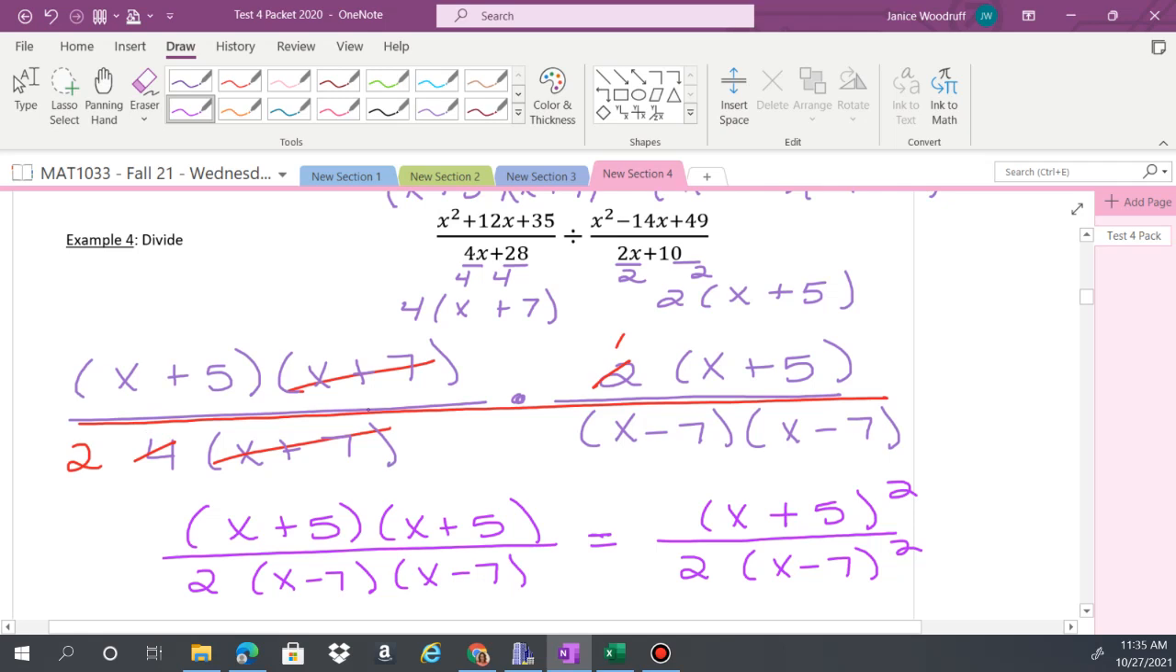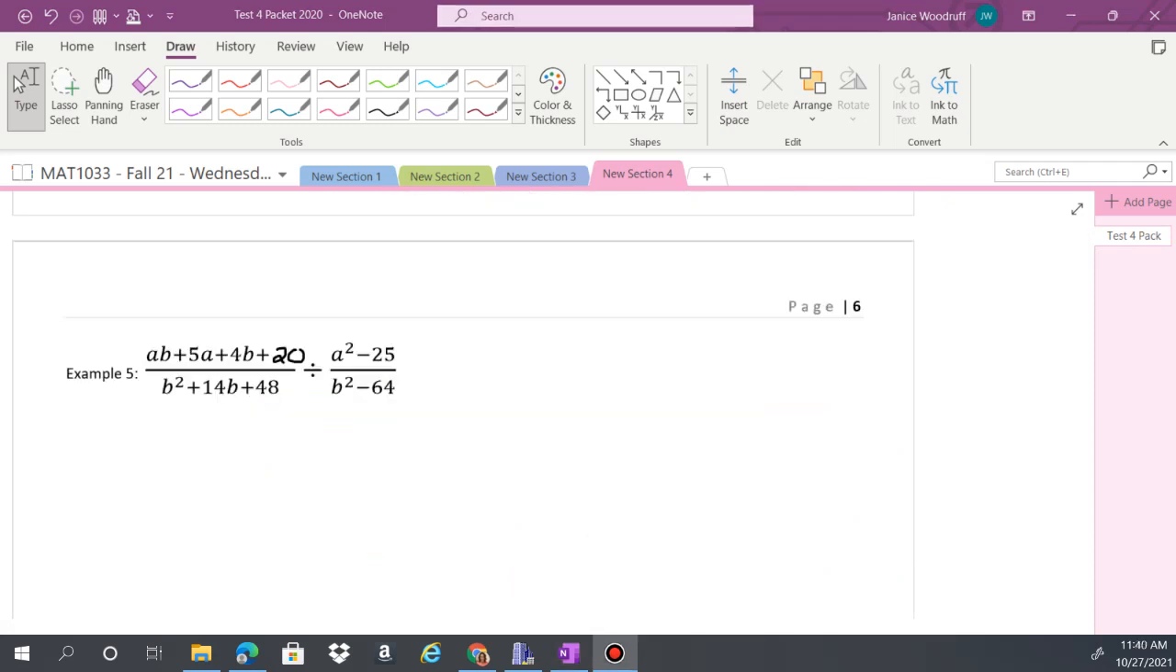Okay, let me let you guys try this next one on your own, since we just have one more example in this section. How are we doing?